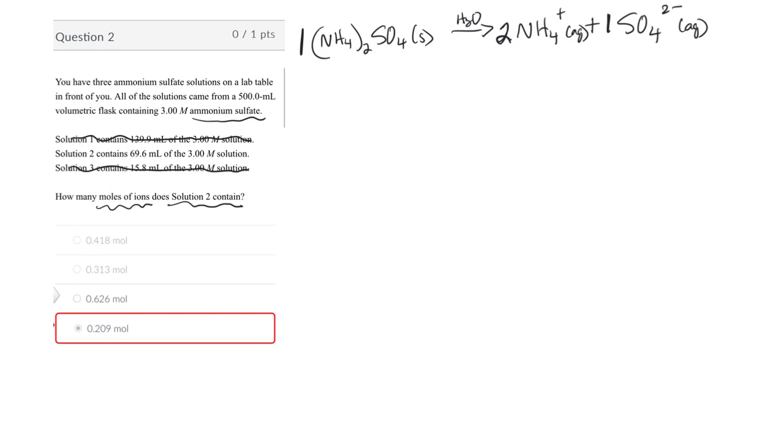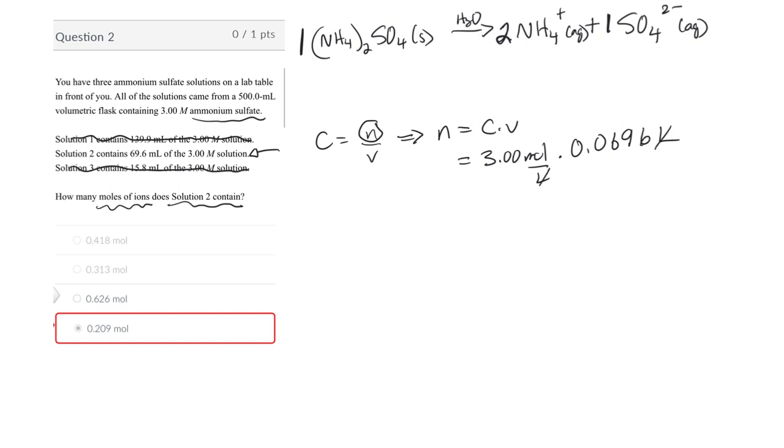So now they say I have that many milliliters of that concentration. So I can use this formula here to determine how many moles I have. So this formula, N over V, and I want to solve for N. So if I manipulate this, this will be N is equal to C times V. The concentration is 3 moles per liter. And the volume is 0.0696 liters. Liters cancel, so let me multiply that out.